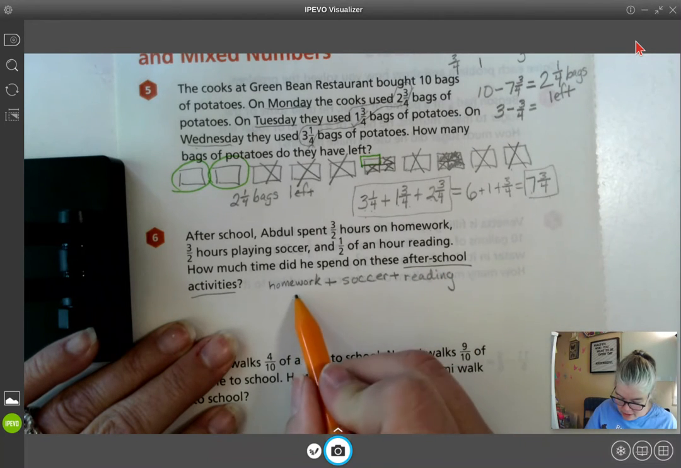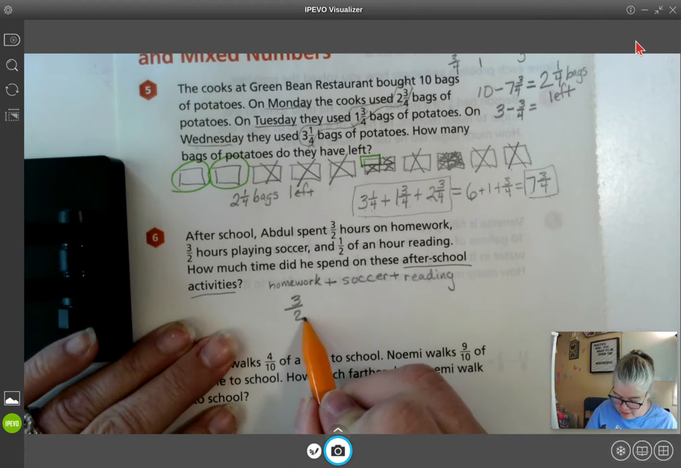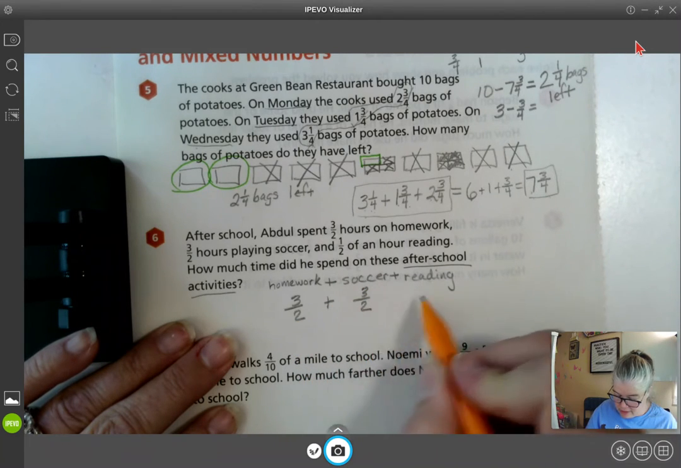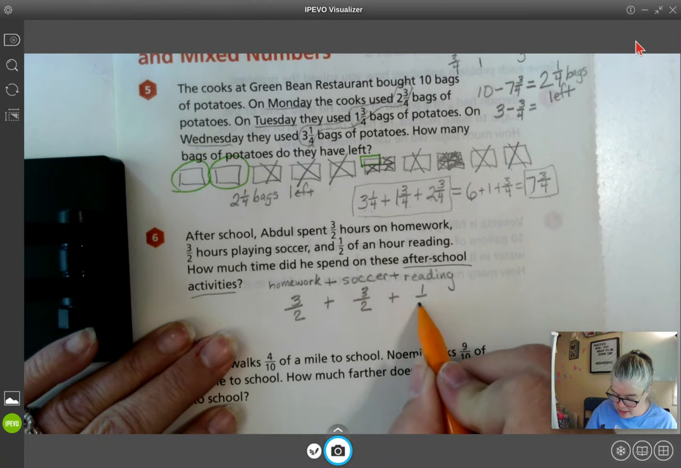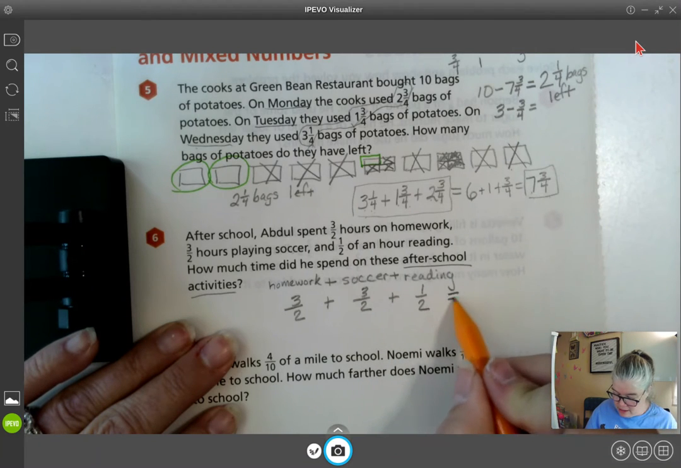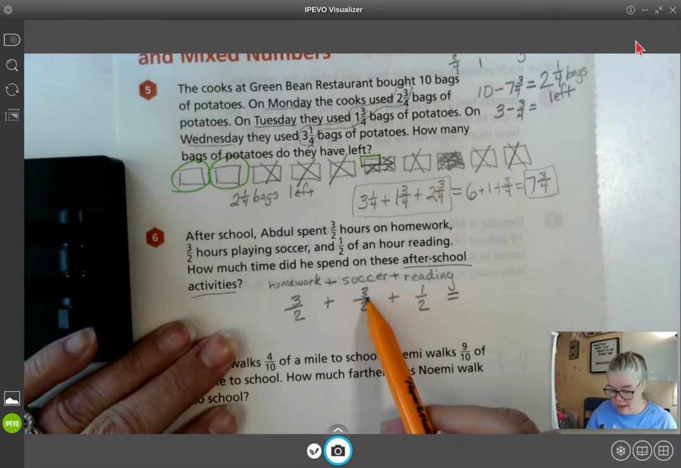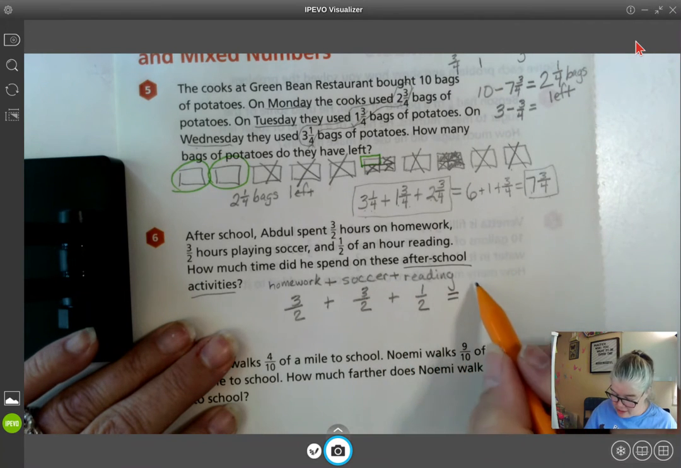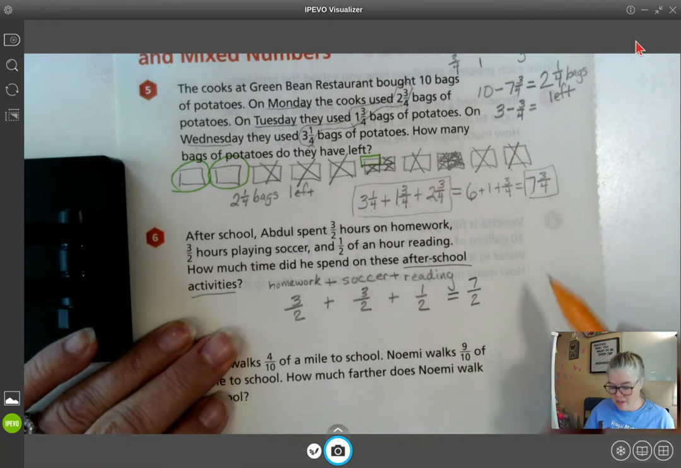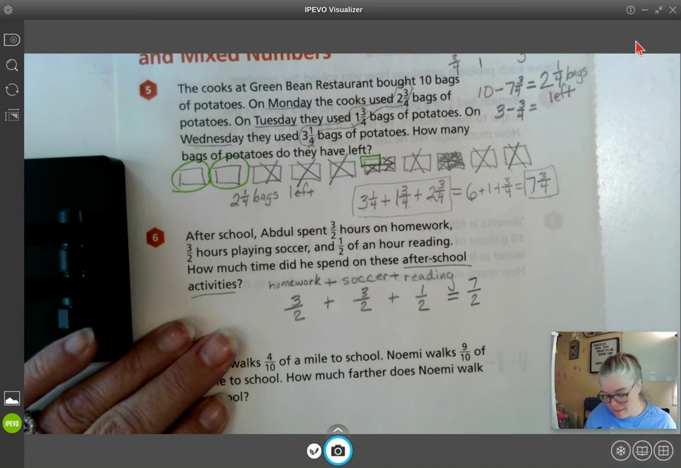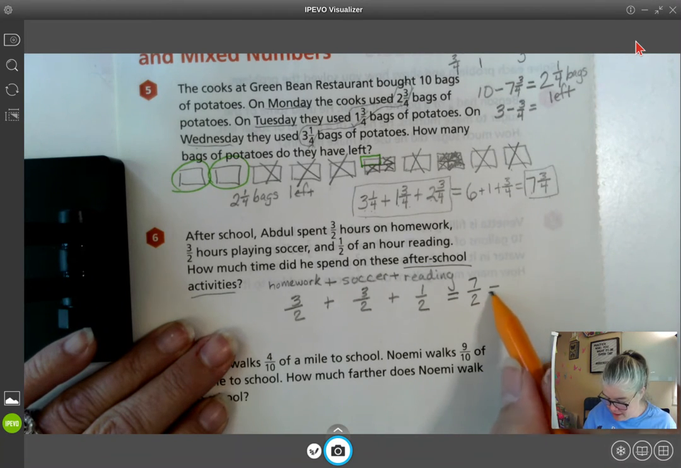All right, so I want 3/2 of an hour on homework, 3/2 hours on soccer, plus 1/2. Well, let's see how many halves that is. 3/2 plus another 3/2 is 6/2, plus one more half is 7/2. Ooh, 7/2. The numerator is bigger than the denominator, so I know that I can write that as a mixed number. How many halves would that be?